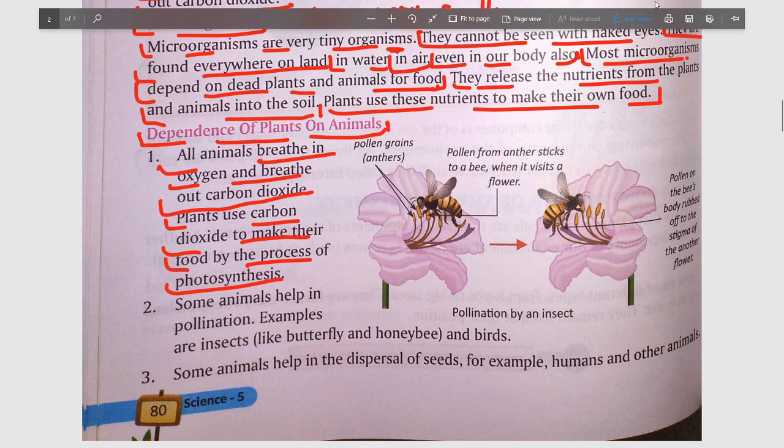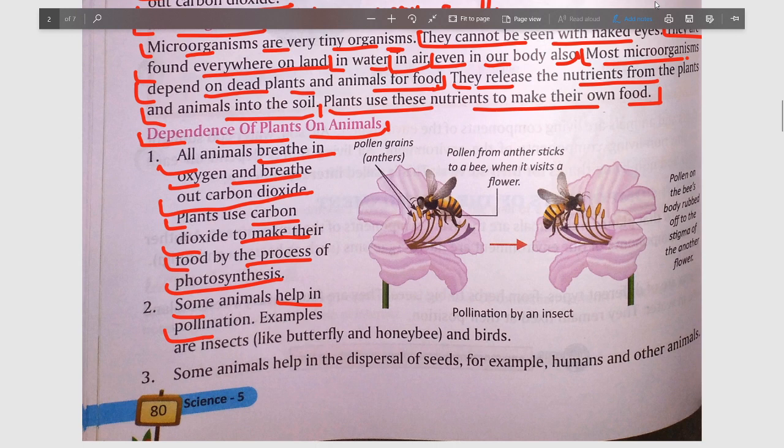Okay, now the second point is some animals help in pollination. Pollination, we have studied this chapter earlier, so you know what pollination is. If there is no animal, like if there is no insect, because all these bees, wasps, all these insects are called pollinators. So if they are not existing in the environment, what will happen? No process of pollination is going to occur.